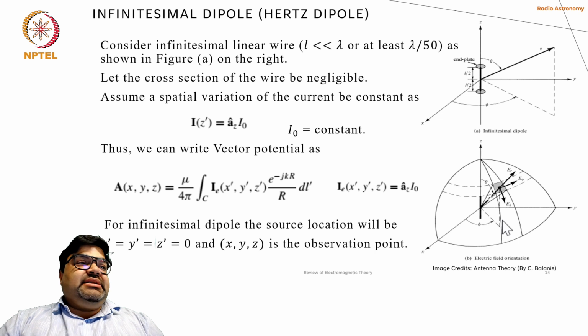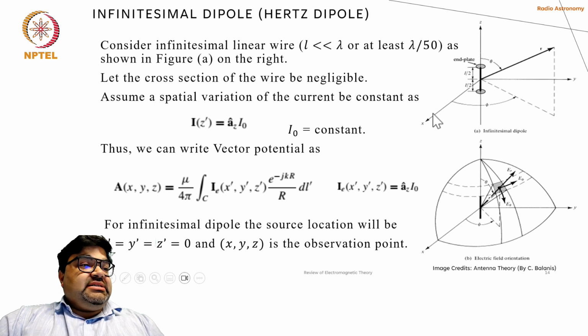Let's step back a little bit, and understand from the point of view of a very idealized dipole how the radiation is taking place. So this is a textbook example. Consider an infinitesimal linear wire where L is very, very much less than lambda. Lambda is the wavelength of radiation. So you have a length of L. Half of that length is above the XY plane, and half of it is below the XY plane. So L by 2 above and L by 2 below along the Z axis.